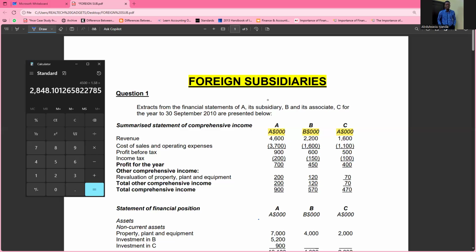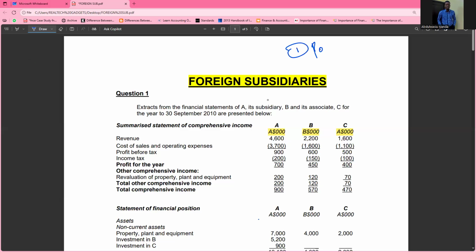P or L is equal to average rate. Asset and liability at closing rate. Then the third one is equity. Equity at acquisition rate.